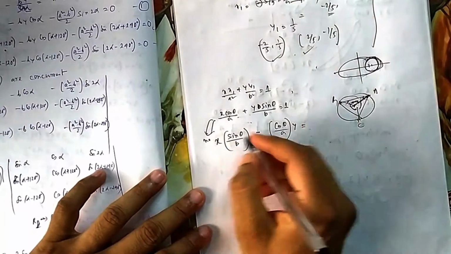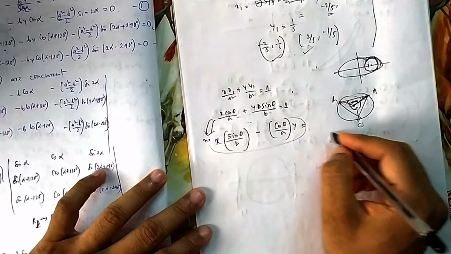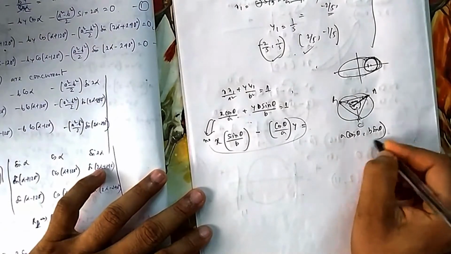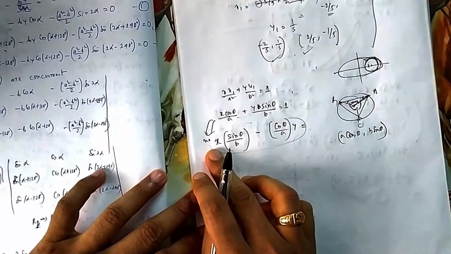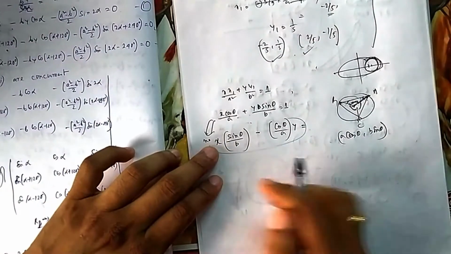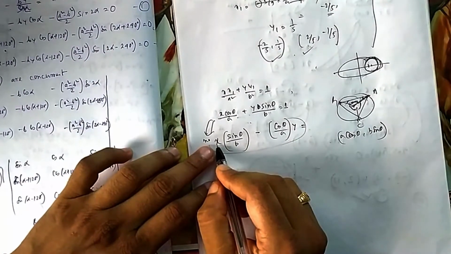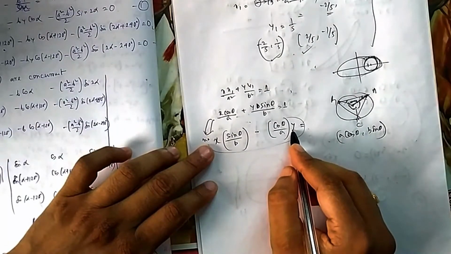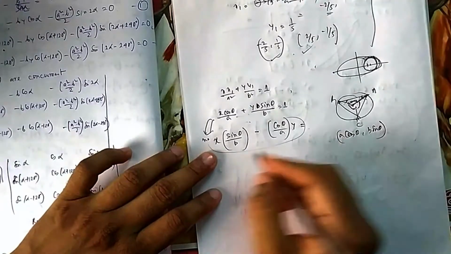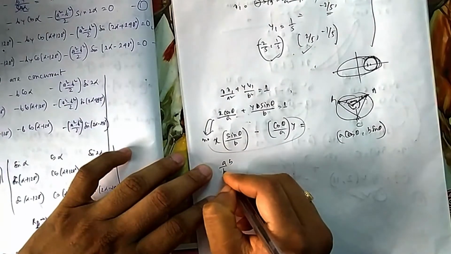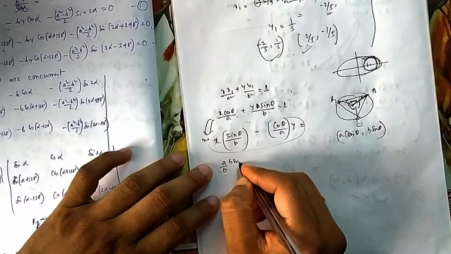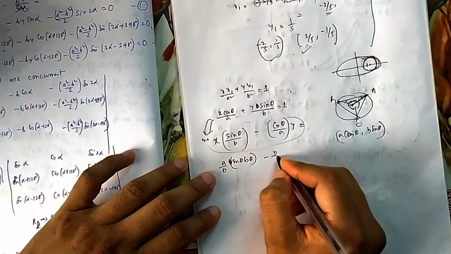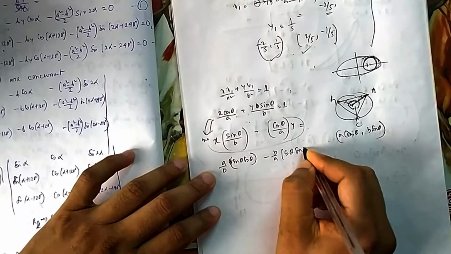Now what should this be? This is the normal. This should pass through what point? A cos theta, B sin theta, because it is the normal at that point. So you put A cos theta, B sin theta, and it should satisfy. If you put x as A cos theta, it will be A by B cos theta sin theta, and if you put y as B sin theta, then it is B by A sin theta cos theta.